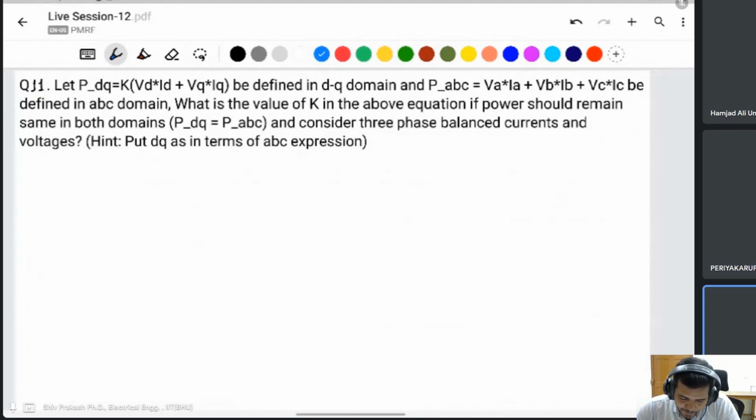Let Pdq is equal to K into Vd into Id plus Vq into Iq be defined in the dq domain, and Pabc is equal to Va Ia plus Vb Ib plus Vc Ic, defined in the abc domain. What is the value of K in the above equation if the power should remain the same in both domains, Pdq is equal to Pabc? And consider three-phase balanced currents and voltages.